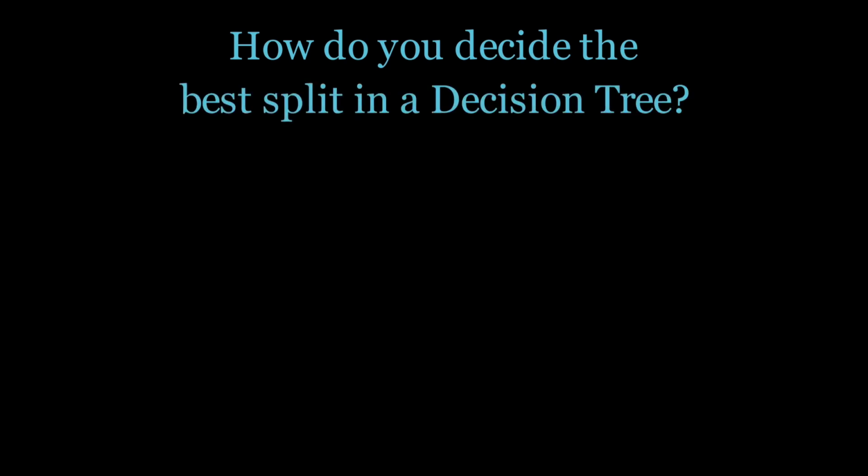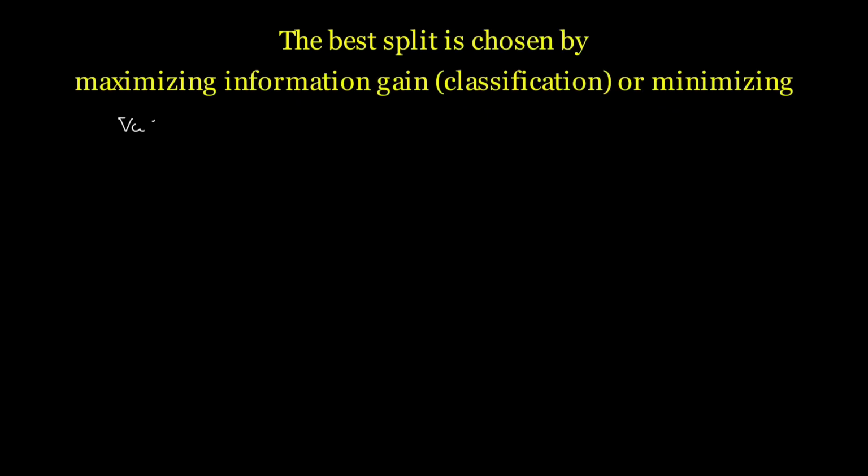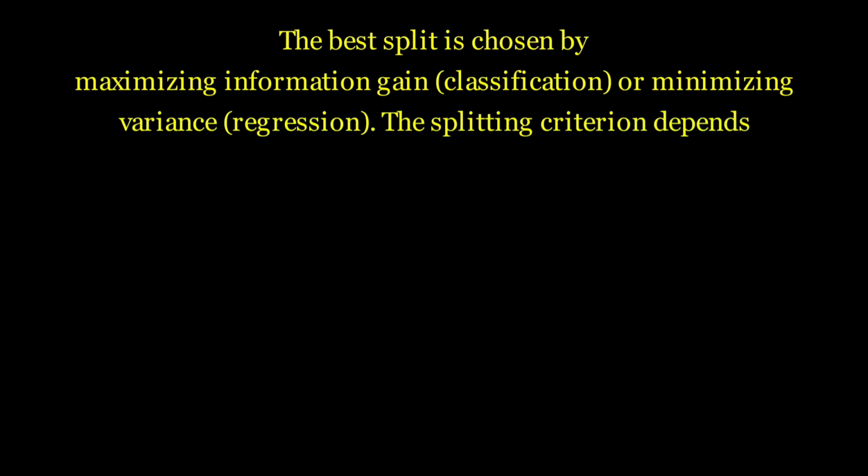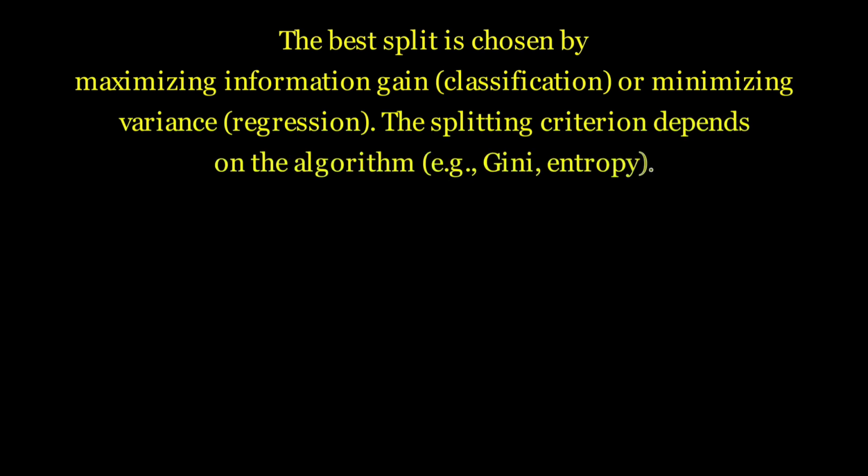How do you decide the best split in a decision tree? The best split is chosen by maximizing information gain (classification) or minimizing variance (regression). The splitting criterion depends on the algorithm: Gini, entropy.